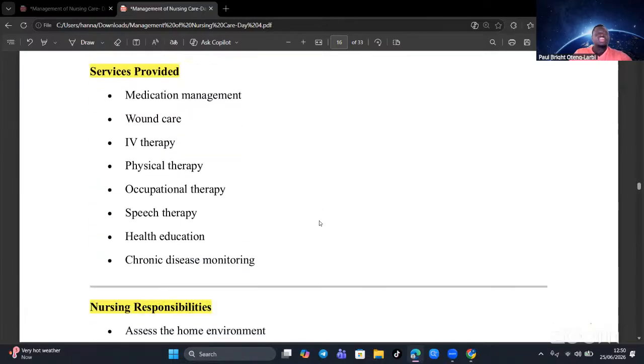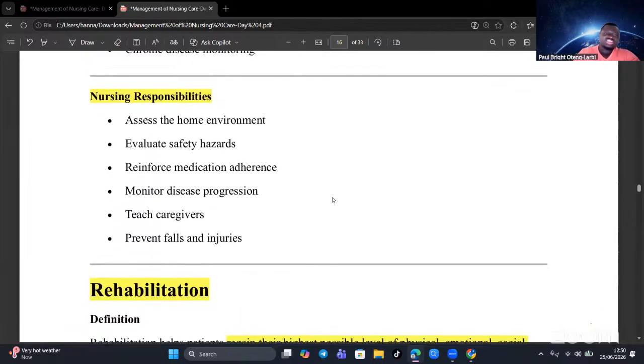So Victor's company will come and help patients with medications, wound care, IV therapies, physical therapies, occupational therapy, speech therapies, health education, chronic disease monitoring, all these things, and they document and send their report for quality control, so that their license will be renewed when it expires.